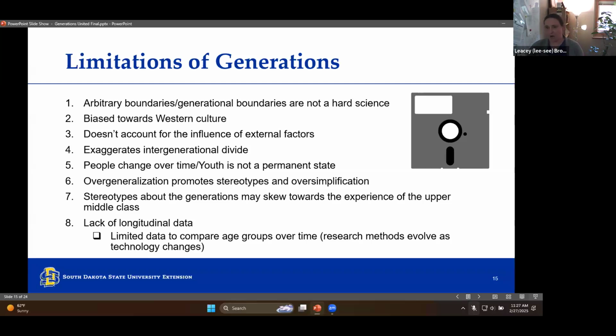These stereotypes about generations also skew towards the experiences of upper middle class people. People who are of a lower income don't have the same experiences. And there's also just a lack of longitudinal data that truly allows us to compare different generations. We have to ask members of a generation the same question when they were at different life stages. So if we want to know about their child rearing habits, we have to ask all members of Gen X a question about having children when they're, say, 25. That's just a number. But we also have to ask boomers when they're around 25, and millennials, and Gen Z.